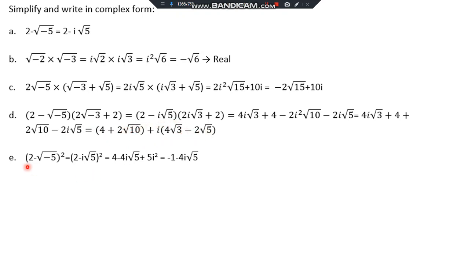Here the same story, you expand a squared minus 2ab plus b squared, it means 5i squared, but 5i squared is minus 5. 4 minus 5 is minus 1. This is the real part, and this is the imaginary part.